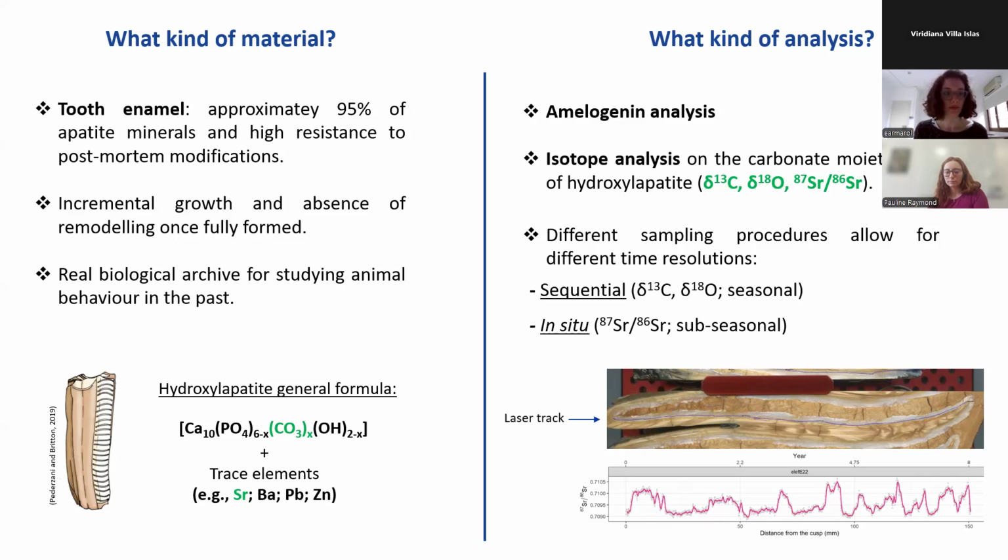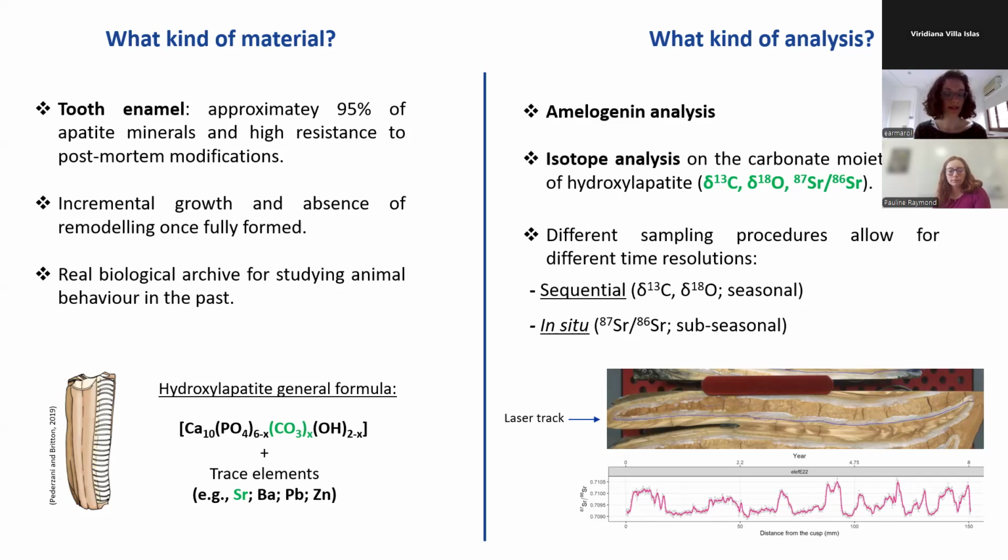So it is a real biological archive for the study of animal behavior in the past. We performed on the enamel amelogenin analysis for sex estimation. This was the most innovative analysis that we performed because it was the first time that this kind of analysis was applied on Palaeoloxodon antiquus. And we also applied multi-isotope analysis, mainly carbon, oxygen, and strontium isotope analysis.